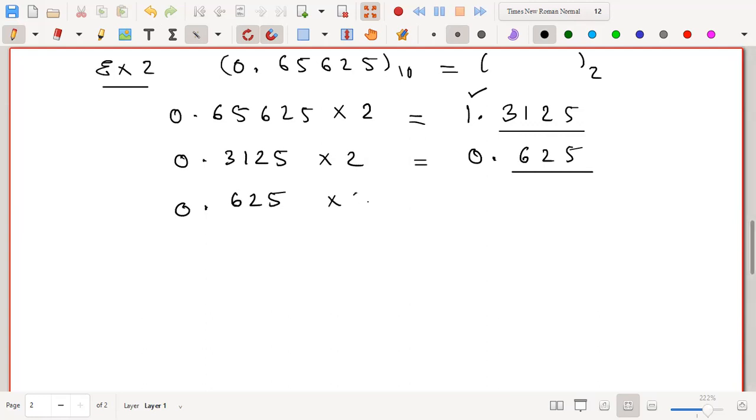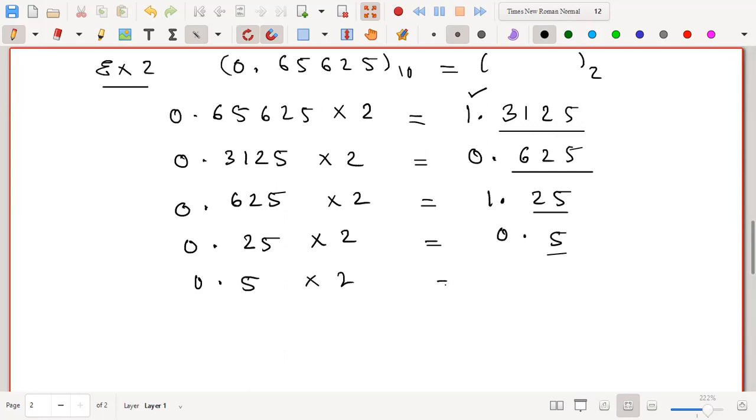0.625 into 2. What would you get? You will get 1.25. Now you again take this fractional part, that is 0.25, so 0.25 into 2, and you will get 0.5. Now you take this 0.5 again, so 0.5 into 2, you just multiply this and you will get 1.0. Now the process ends here because you get 0 in the fractional part.